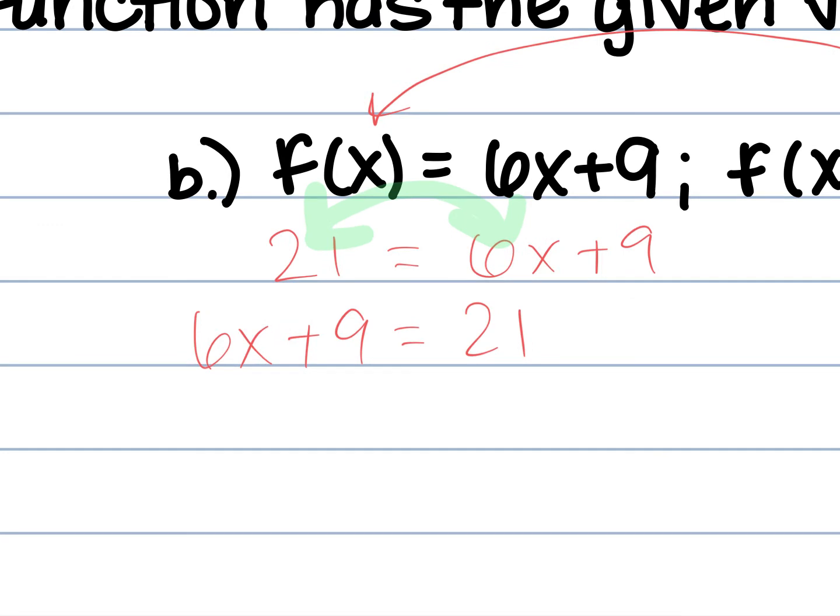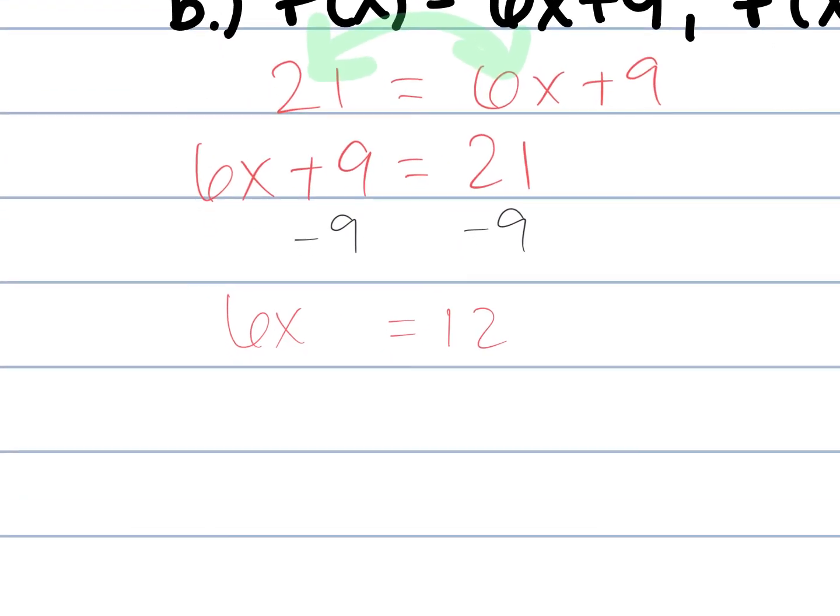Now we start to move our constants to the right-hand side because we want to keep variables on the left. So subtract 9, subtract 9. We've got 6x equals 21 minus 9, which is going to give me 12. And then my last step is to divide by 6. Divide by 6. So we're going to get x equals 2.